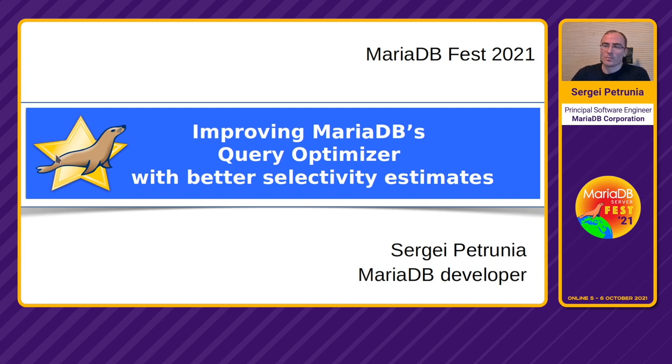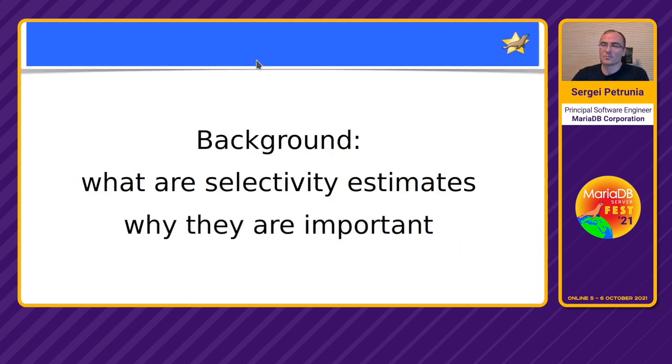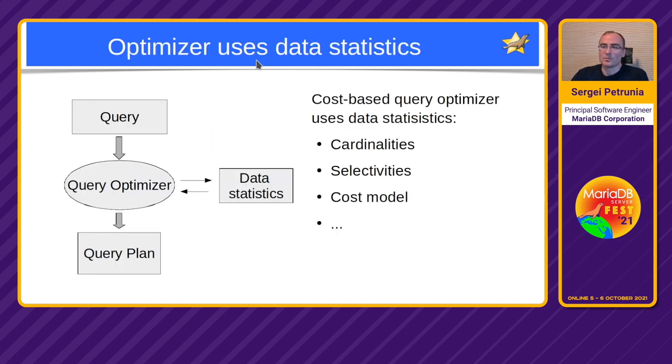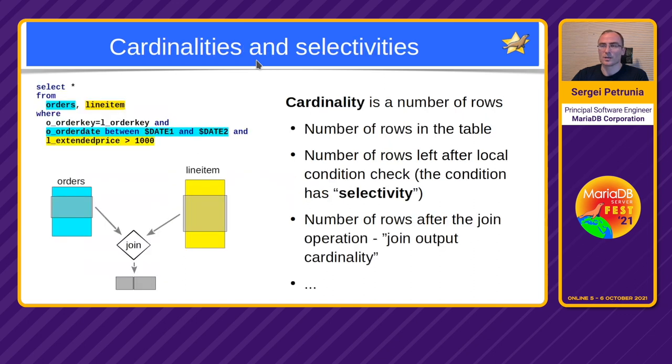Before we talk about improvement, let's have some background overview. What are the selectivity estimates and why are they important? MariaDB's query optimizer is a cost-based query optimizer, so when it searches for the best query plan, it makes use of data statistics: table cardinalities, condition selectivities, and so forth. Let's review those in greater detail.